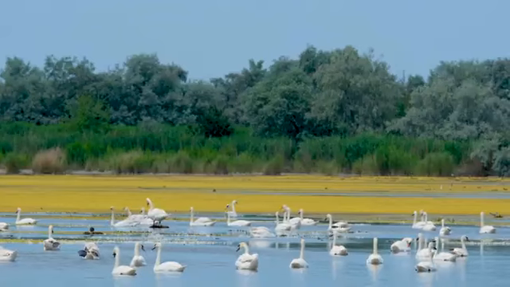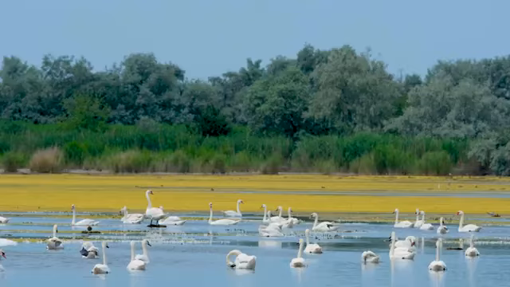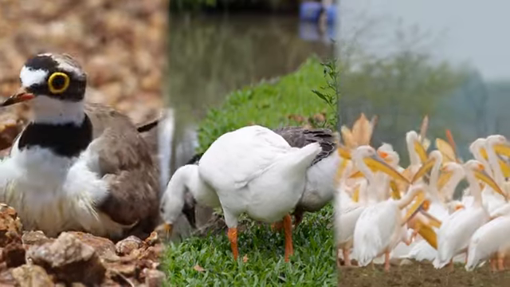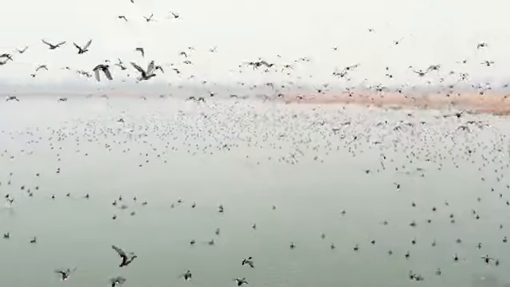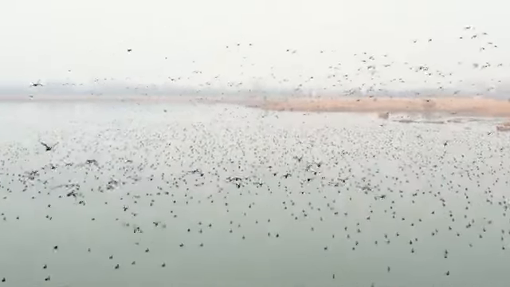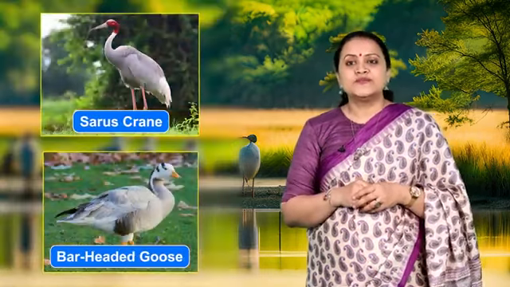Apart from the categories of animals discussed, wetlands also have birds. Birds are primarily dependent on wetlands for breeding, feeding, and resting. Many migratory birds are wetland dependent or obligate species. Examples of such birds are bar-headed goose and Sarus crane. So, learners, wetlands have various types of plants, animals, and birds living in and around them.